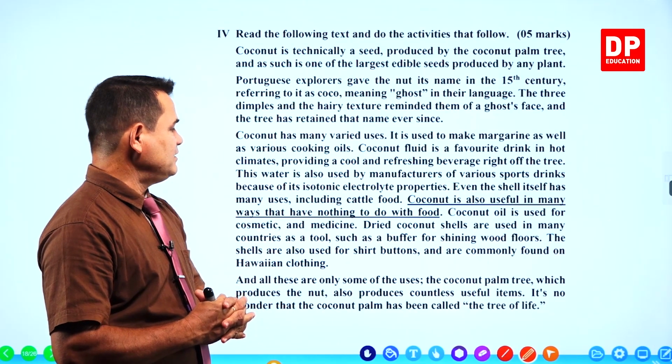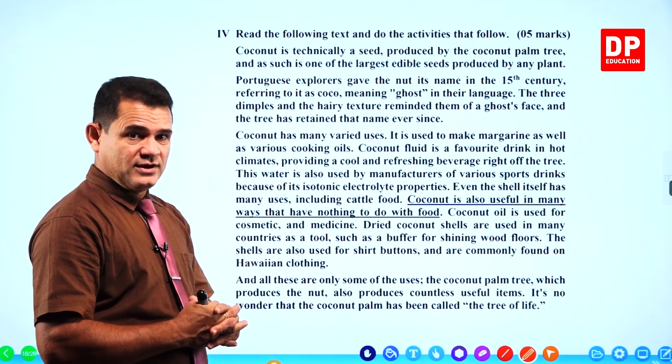Including cattle food. Cattle, you know, cows.